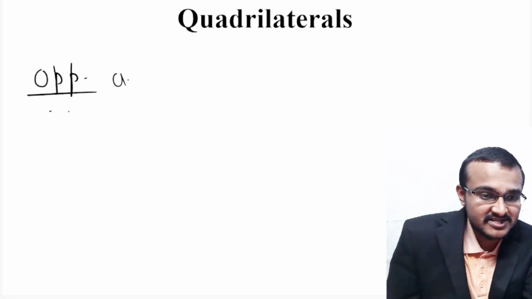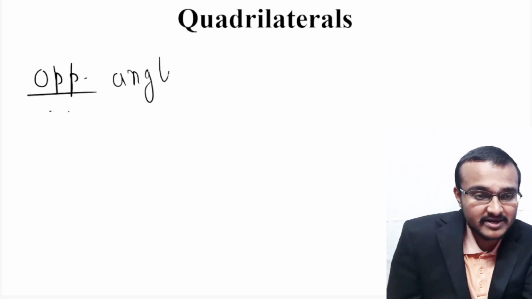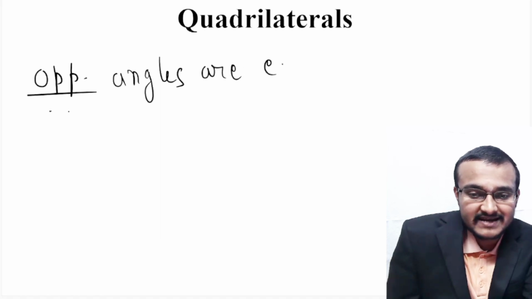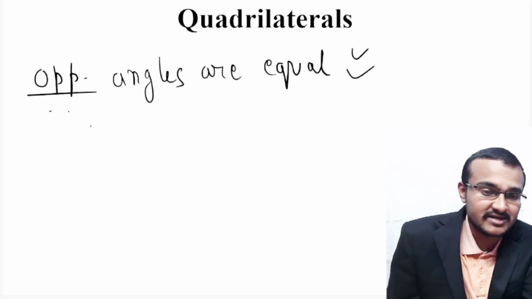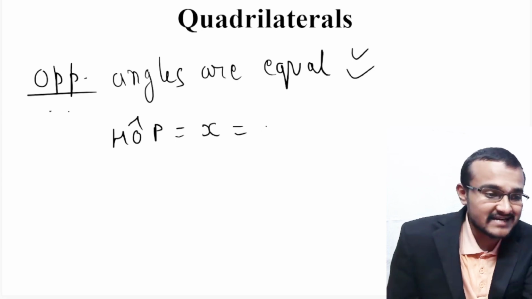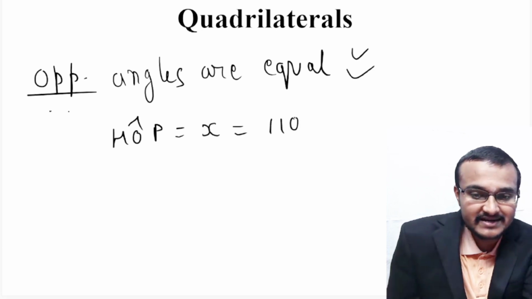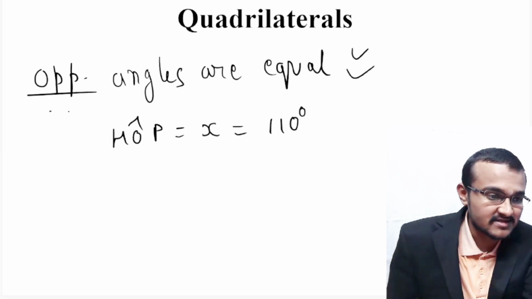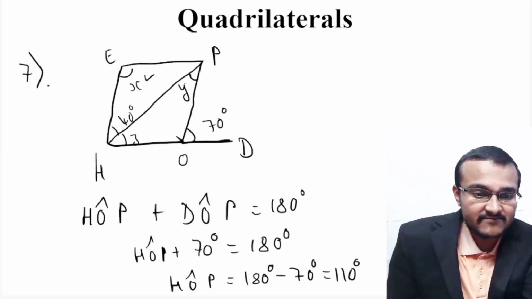I will just write the short form of this particular property. Opposite angles are equal in a parallelogram. So you can state this particular property, and according to it, HOP should be equal to X. That is equal to 110 degrees. So now you have found X. Now you can easily find Y and you can also find Z.